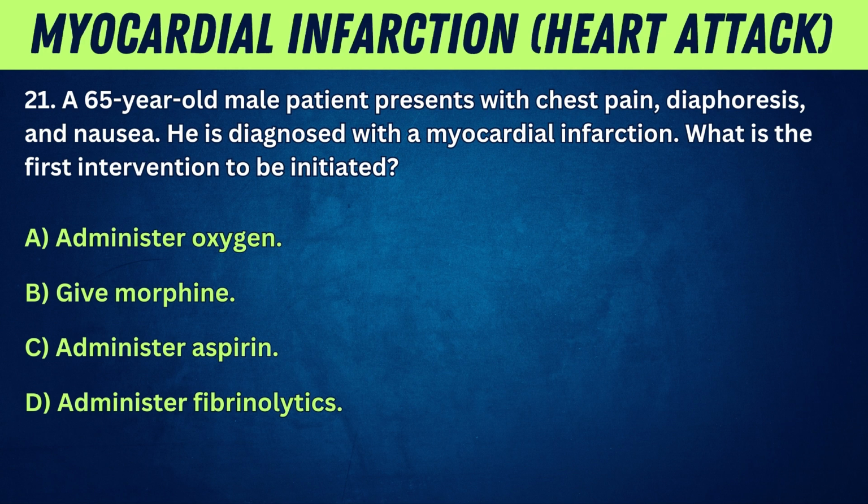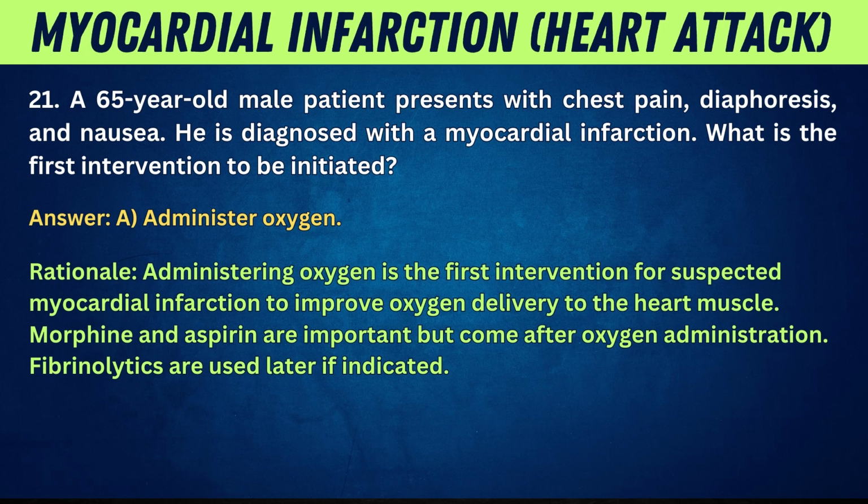What is the first intervention to be initiated? A. Administer oxygen. B. Give morphine. C. Administer aspirin. D. Administer fibrinolytics. Answer: A. Administer oxygen. Rationale: Administering oxygen is the first intervention for suspected myocardial infarction to improve oxygen delivery to the heart muscle. Morphine and aspirin are important, but come after oxygen administration. Fibrinolytics are used later, if indicated.